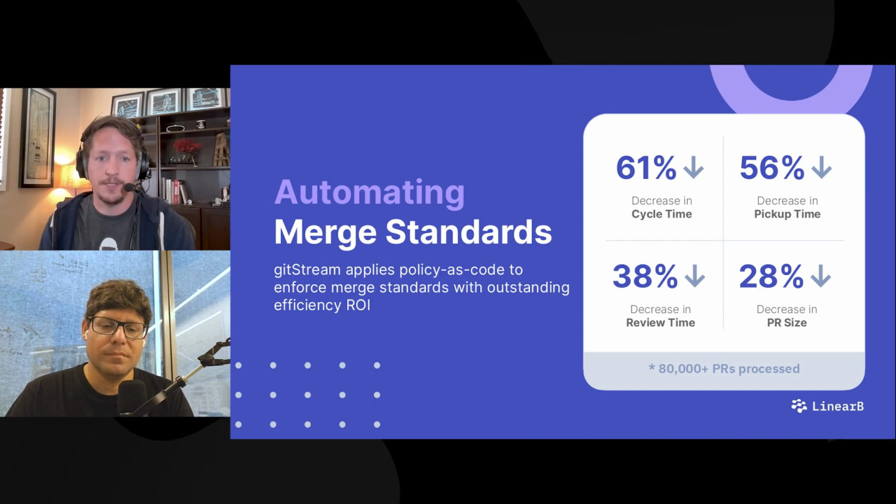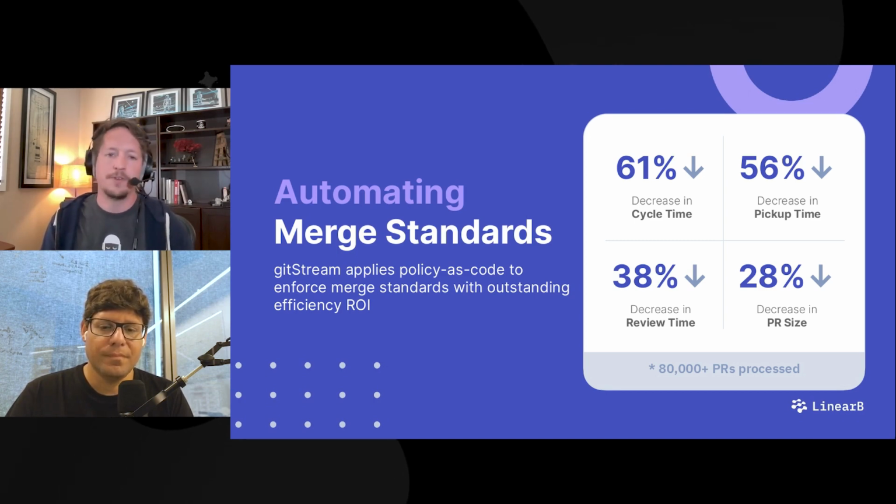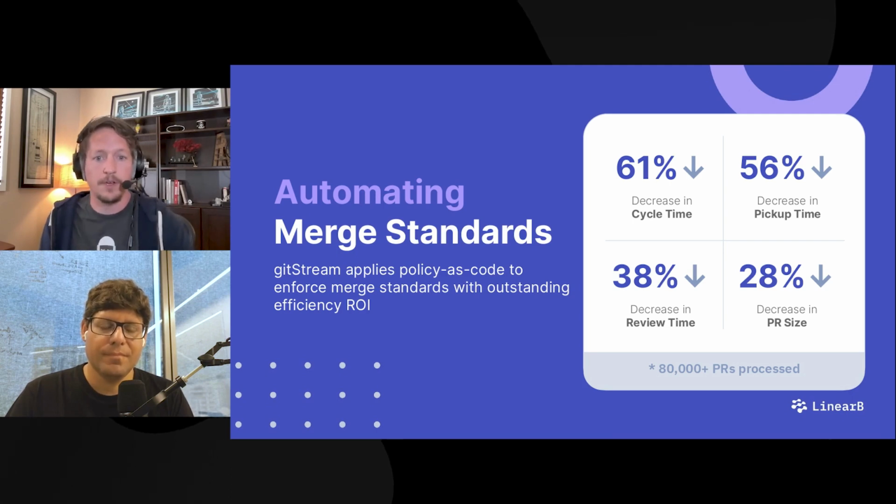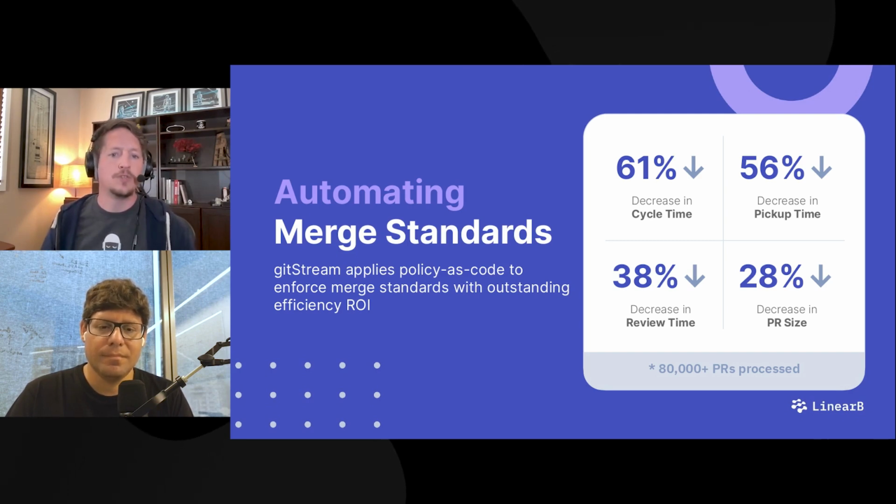These organizations also saw a 56% decrease in PR pickup time on average and a 38% decrease in review size. So GitStream users are both starting and completing code reviews faster as a result of adopting GitStream. These organizations also saw a 28% decrease in PR size, which, as we mentioned before, is a really important factor in making the review process more efficient while reducing the potential for risky merges. So, the benefits of implementing merge policy as code are pretty clear.